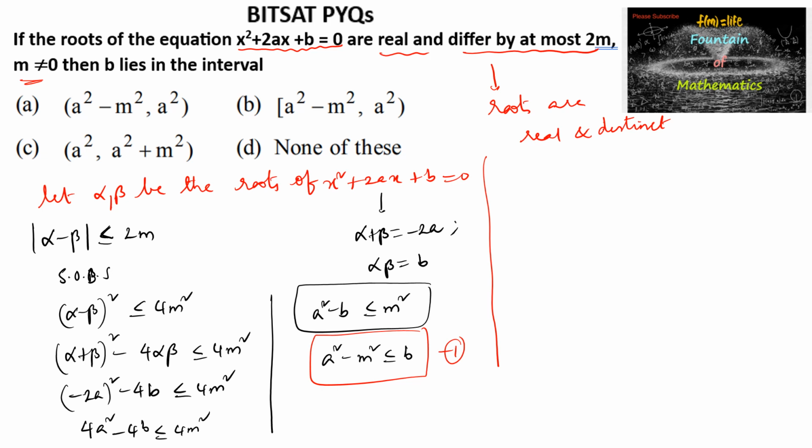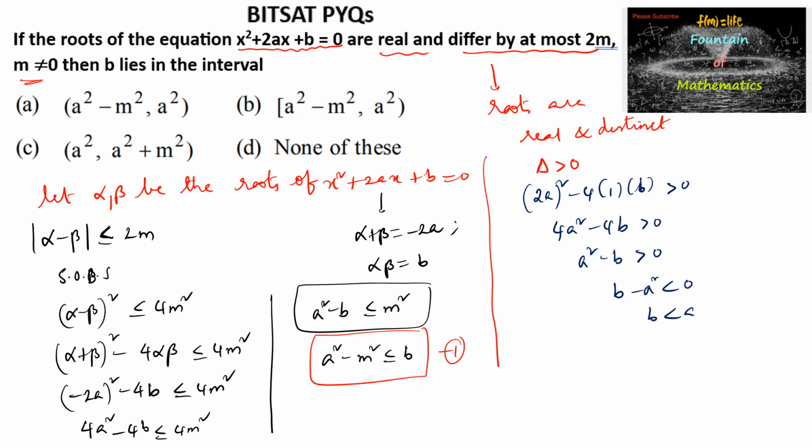And the next part, since the roots are real and distinct, we can consider delta is greater than 0. So that is b square minus 4ac, that is 2a whole square minus 4 into 1 into b is greater than 0. That is 4a square minus 4b is greater than 0, or we can write a square minus b is greater than 0, or we can also simplify b minus a square is less than 0, so b is less than a square. Say this is the second equation.